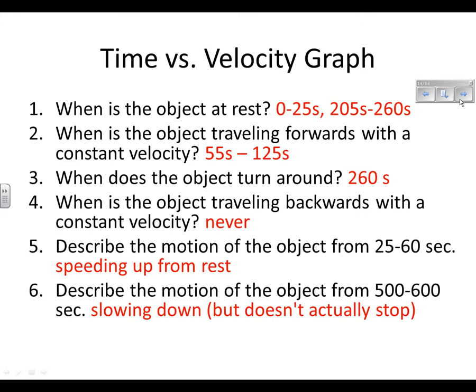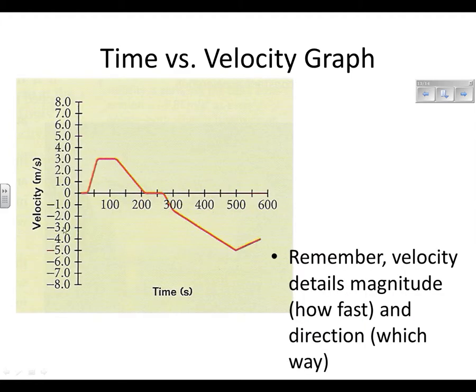When is the object at rest? There are two times when this object is at rest. Now, if your numbers are a little bit different than mine, that's okay, as long as we got the general idea. So there are two times when this object is at rest. It starts off at rest, so from 0 to, I think I called that 25 seconds, but then from this section right in here. In order for an object to be at rest, the velocity graph has to be where? At the 0 mark, right? This is not rest, even though it's a flat graph, because this is a velocity graph. It has to be here or here.